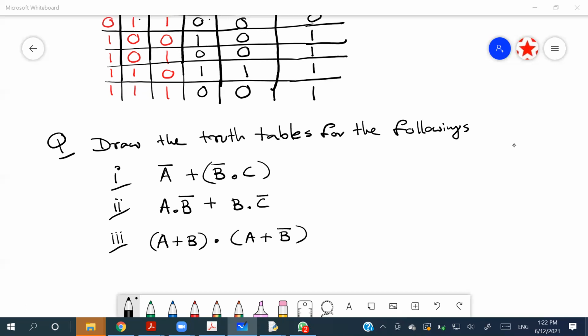It is just multiplication of the B bar column and the C column, Dua.